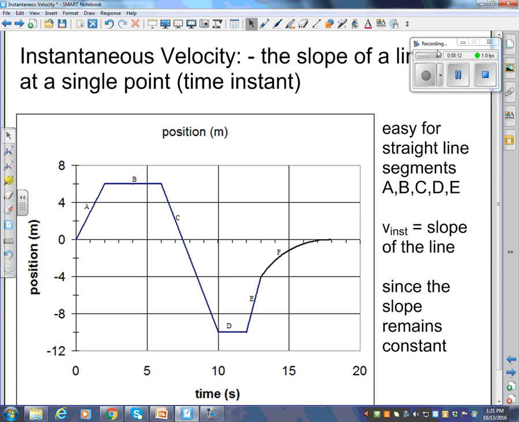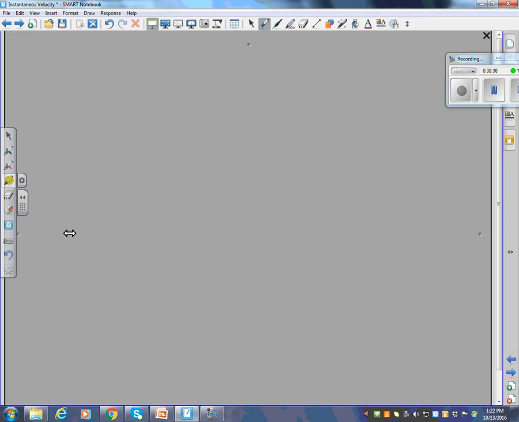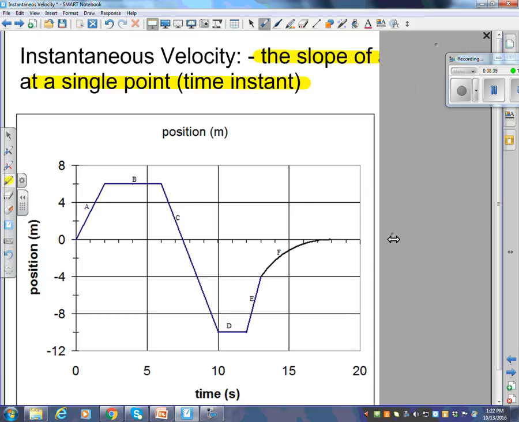Okay. And I know you don't have that graph on the next page. It's the same one on the front, right? Instantaneous velocity is, you do have to flip your page over. Instantaneous velocity is the slope of a line at a single point, or a time instant. The slope of a line at a single point. Now again, I realize you don't have that graph, but you don't really need it.